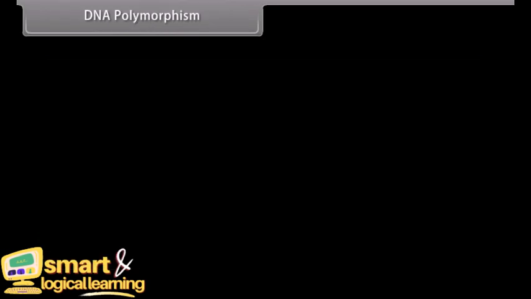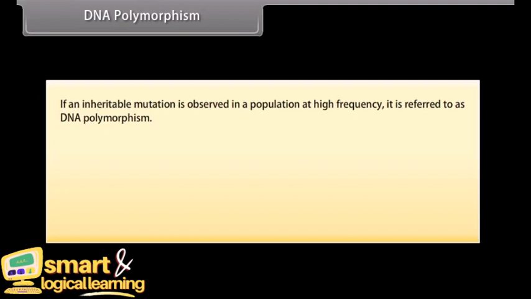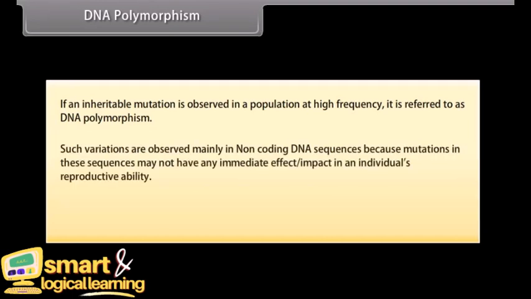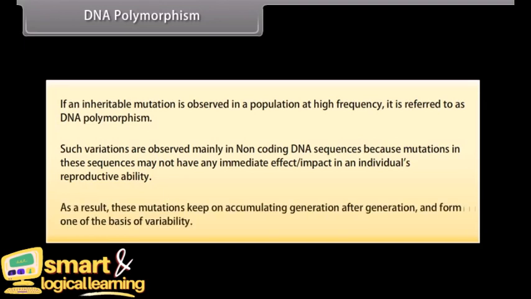DNA polymorphism. If an inheritable mutation is observed in a population at high frequency, it is referred to as DNA polymorphism. Such variations are observed mainly in non-coding DNA sequences because mutations in these sequences may not have any immediate impact on an individual's reproductive ability. As a result, these mutations keep on accumulating generation after generation and form one of the bases of variability.